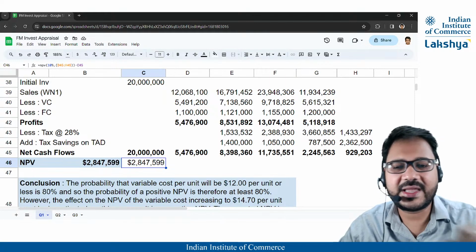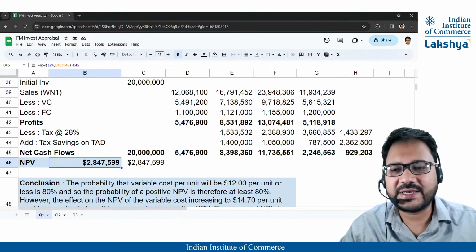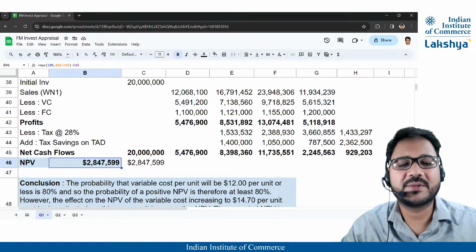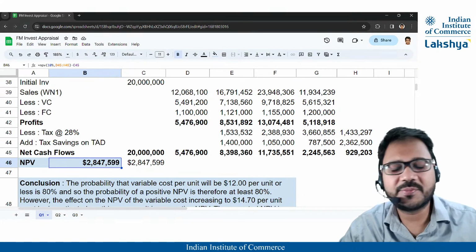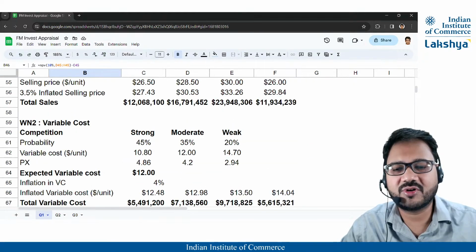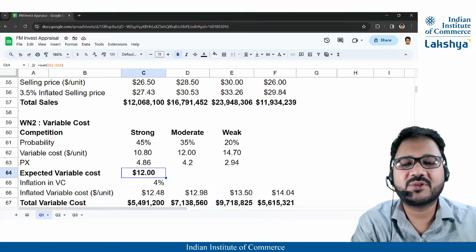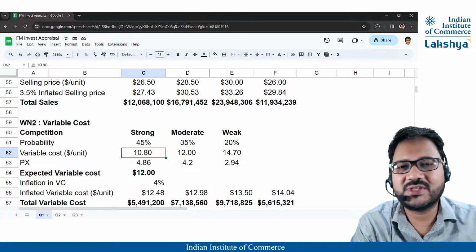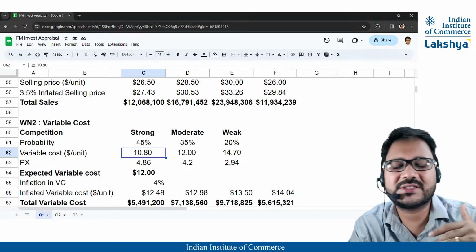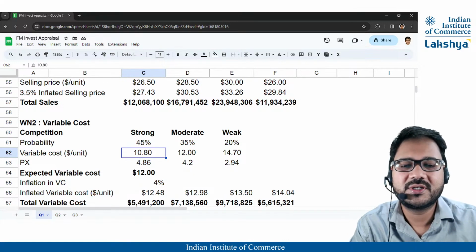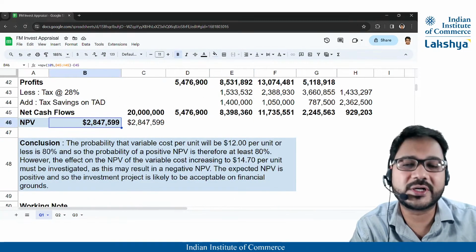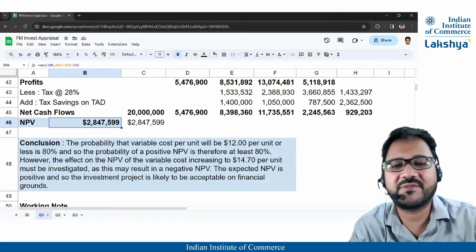Right. So we can see that the NPV, which I've highlighted, is $2.8 million. It's a positive figure. Therefore, we shall approve of it. However, this whole positive NPV is on an assumption that variable cost is $12. So let us see in which scenarios variable cost is actually $12. So $10.8, we say it's less than that. That means no problem. If our cost is less, then our NPV will only be more. If it is exactly $12, no problem. But if it is 14.7, then our NPV will be lower. We don't know how much. Maybe it turns negative. We haven't done the calculation.